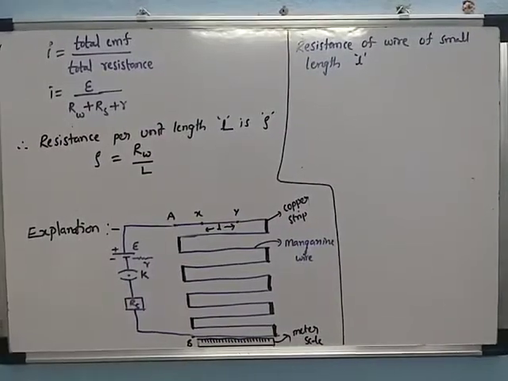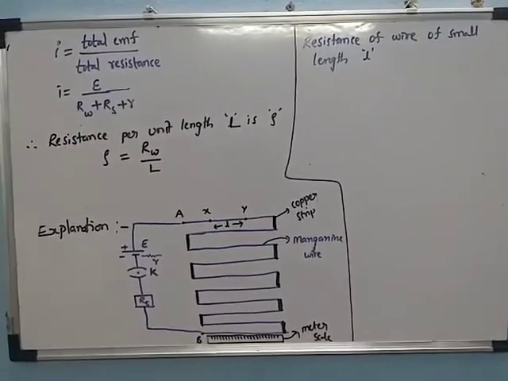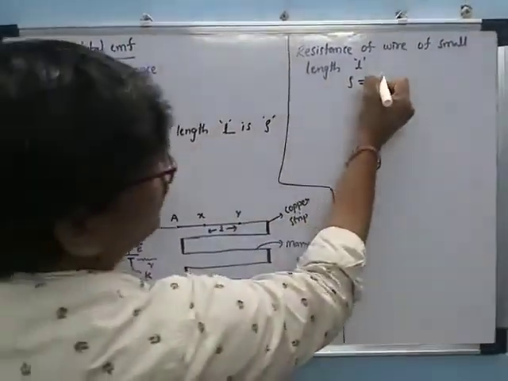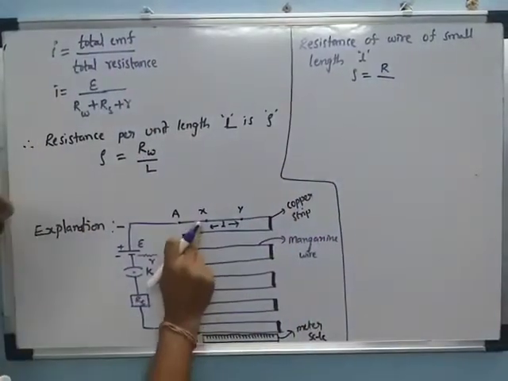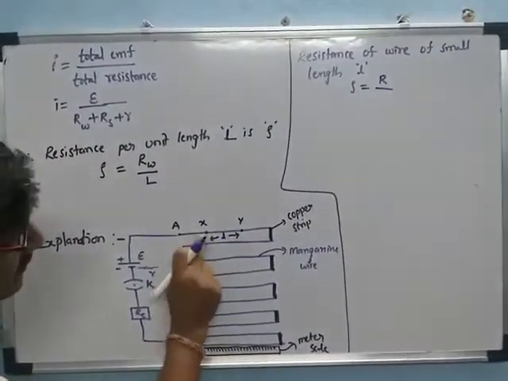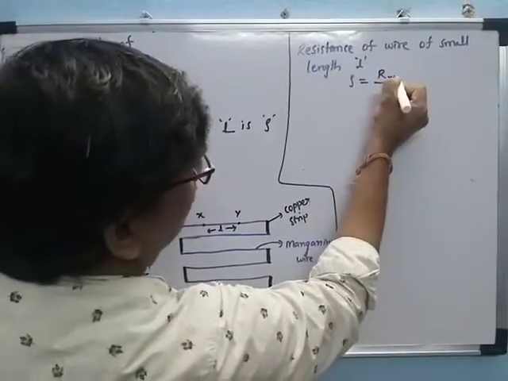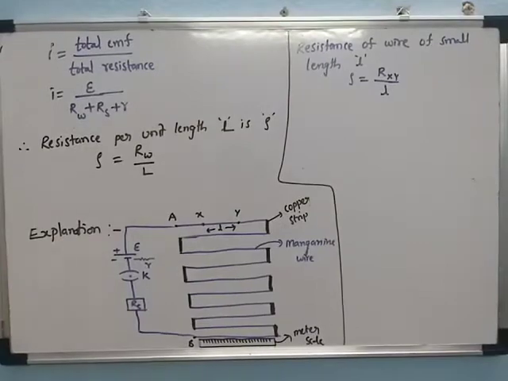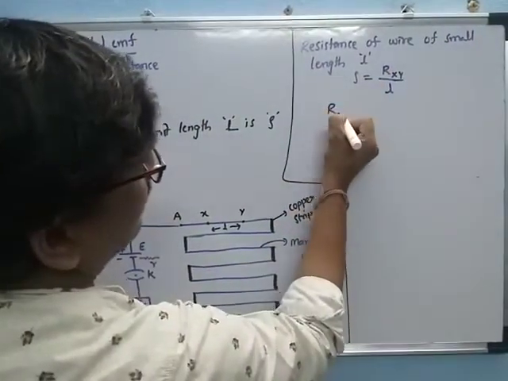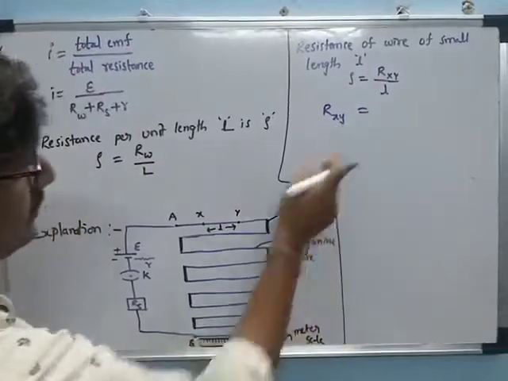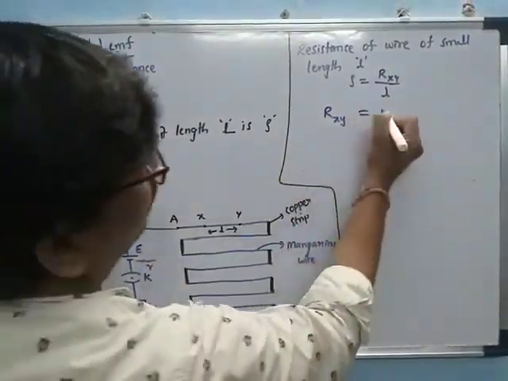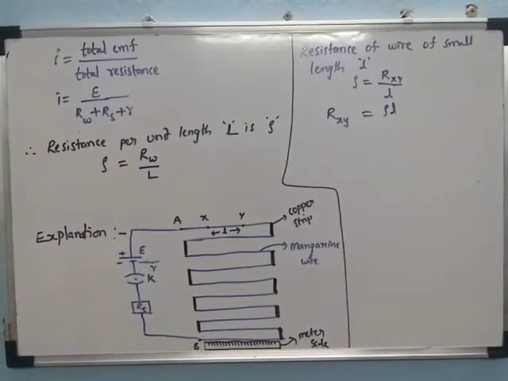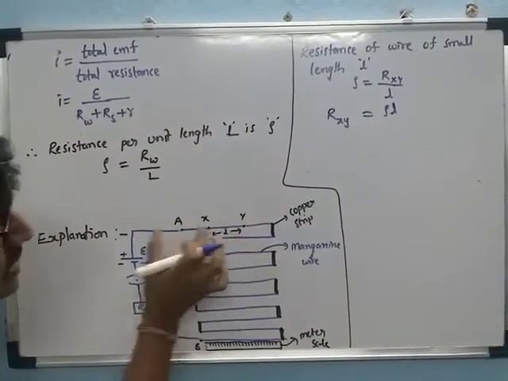Then what we can find here is the resistivity. This resistivity rho is equal to the resistance per unit length. Here, the small length is the difference between the points x and y, and the resistance between x and y, by its length L. Now we can write this resistance R_xy between the points x and y as equal to rho into L. This is the resistance between these two points.